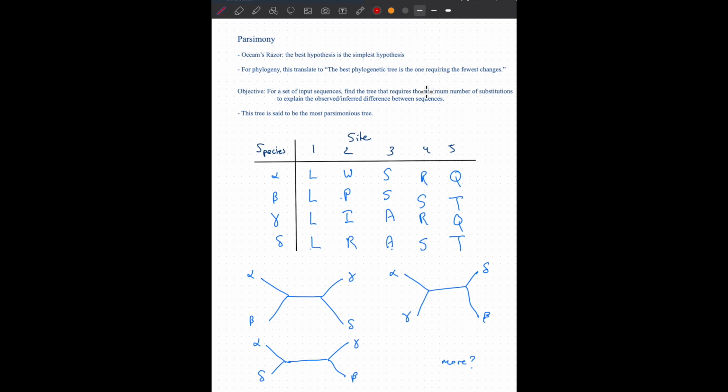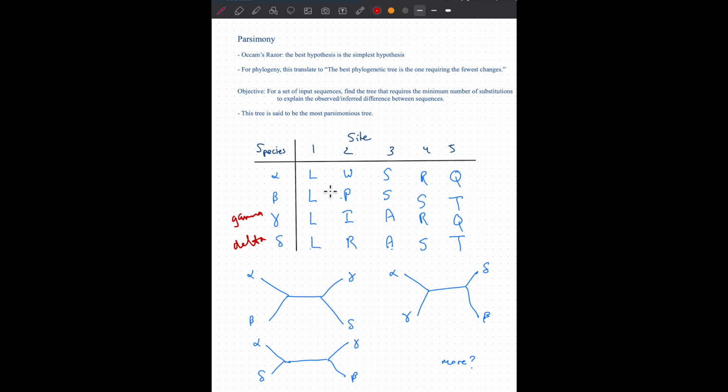Okay, so what is the phylogeny problem? Well, our objective is that for a set of input sequences that would look like this, we have 4 species here, alpha, beta, gamma, delta. Just to make sure that you know, that's gamma, and I think the other alpha and beta are okay, and this is delta. Let's say the protein that we're looking at is really short, just 5 sites. So that's our input. We have an alignment of those proteins.